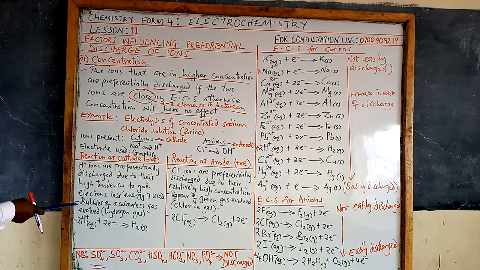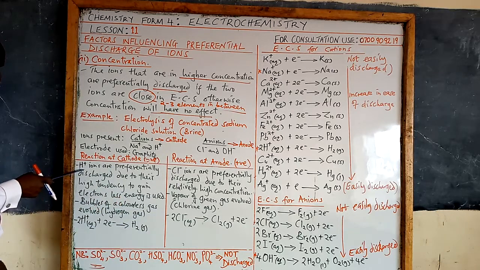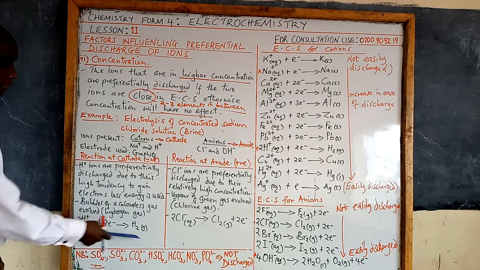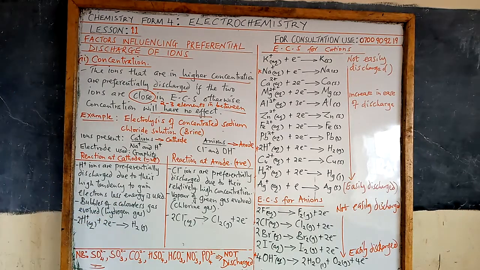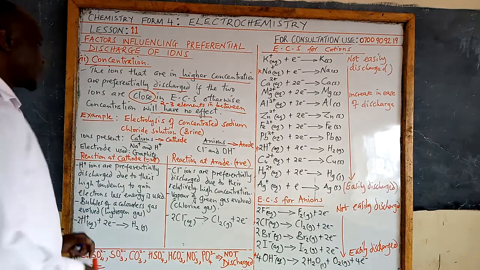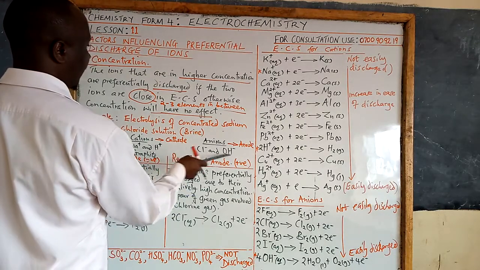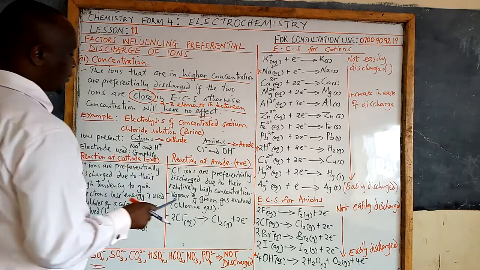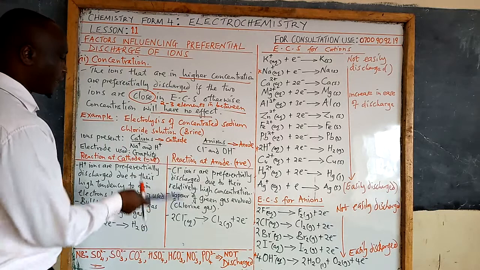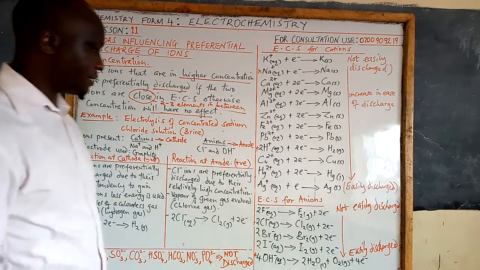Another observation that we'll see at the cathode is bubbles of a colorless gas, because the hydrogen ions gain electrons, liberating hydrogen gas. So this is what is responsible for the bubbles of the colorless gas. While at the anode, we have chloride and hydroxide. This time, unlike the previous one where it was dilute and the hydroxide was discharged, it is the chloride ions that are going to be discharged.